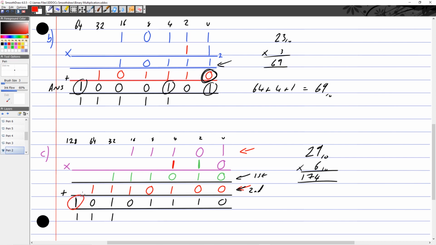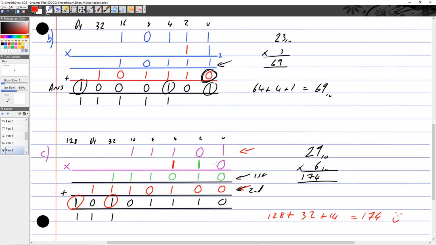Well, we've got 128, and we've got 32, and we've got 8 and 2 and 4, which is 14. 128 plus 32 is 160, plus 14 is 174. Happy days. So the things to remember: always give yourself enough space when you're working these out.